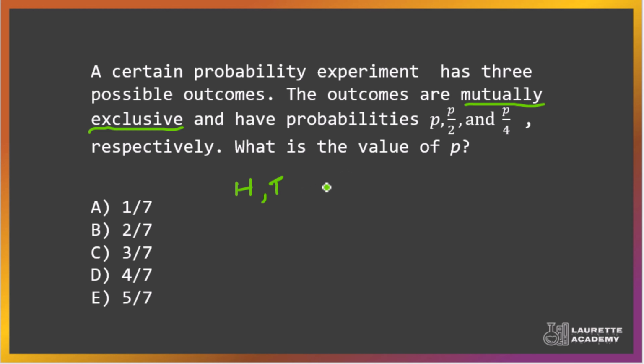Similarly, if you throw a six-sided die, I'm talking about a fair die, of course, not a biased one, you can only have one number at a time. For example, you can only have one at a time. You cannot have one and, let's say, three at the same time. So these are mutually exclusive events.